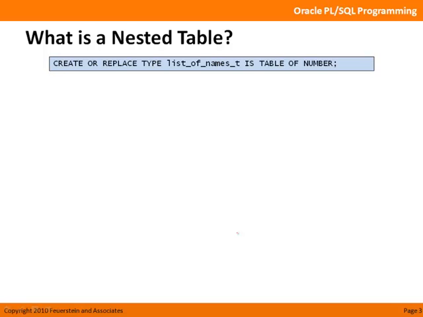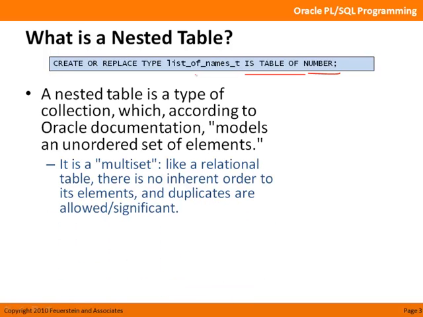Well, there are three types of collections in the world of PL/SQL: associative arrays, nested tables, and V-arrays. Nested tables are those kinds of collections that are defined with the following kind of type statement. The type statement is type, the name of the type, is table of the data type. When you see a type declaration like this, you're talking about a nested table, and according to the documentation, it models or contains an unordered set of elements.